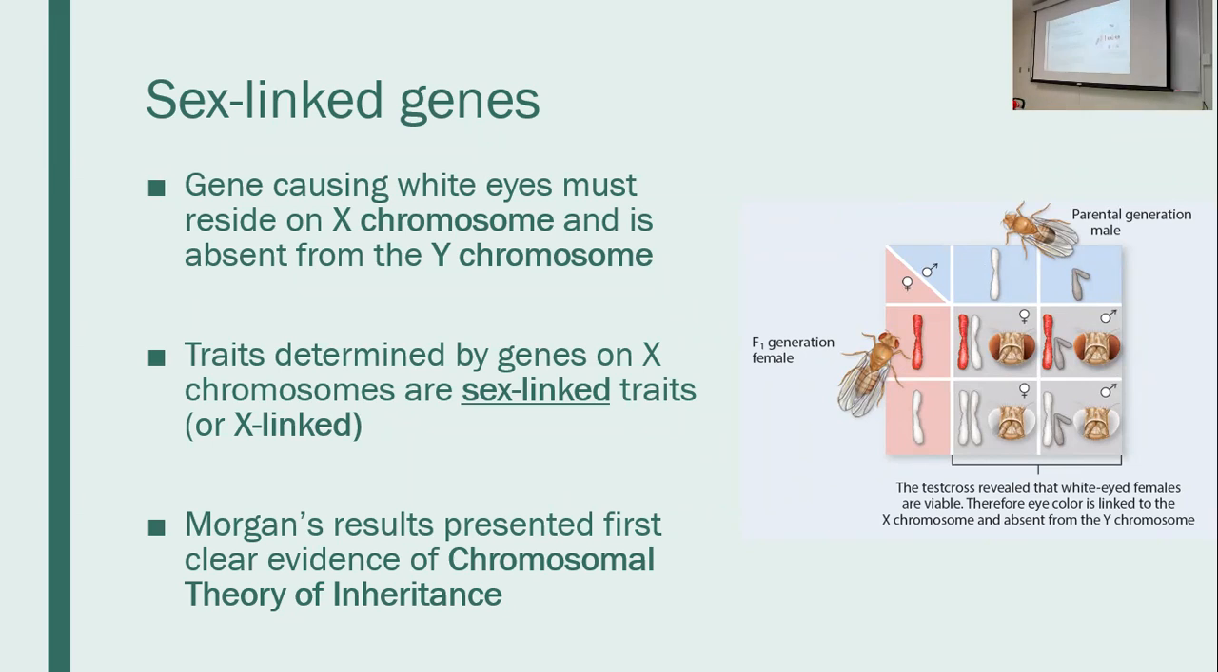This was the first real, clear evidence for the chromosomal theory of inheritance. Obviously these chromosomes were carrying the traits he was seeing in the flies. It wasn't other weird proteins in the cell that were passing this information. It was the DNA.